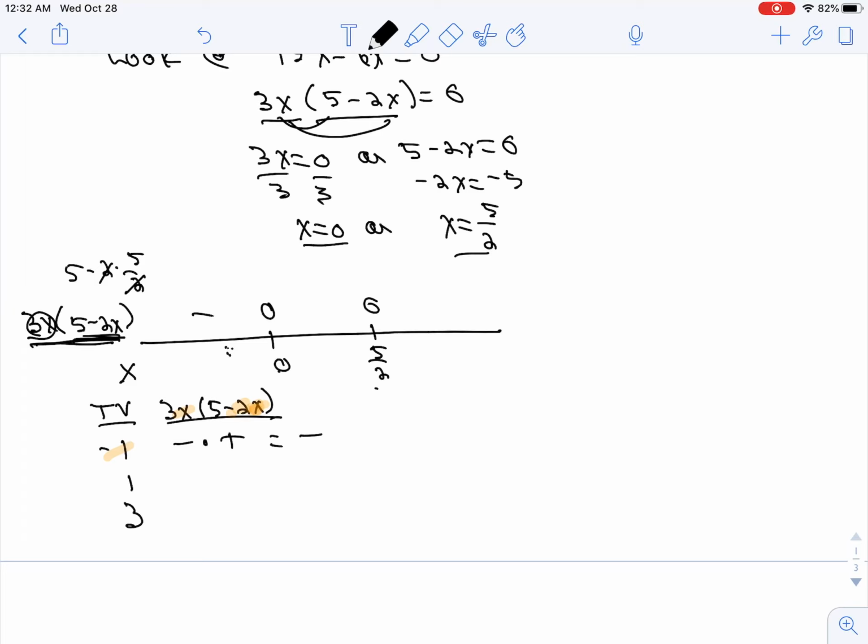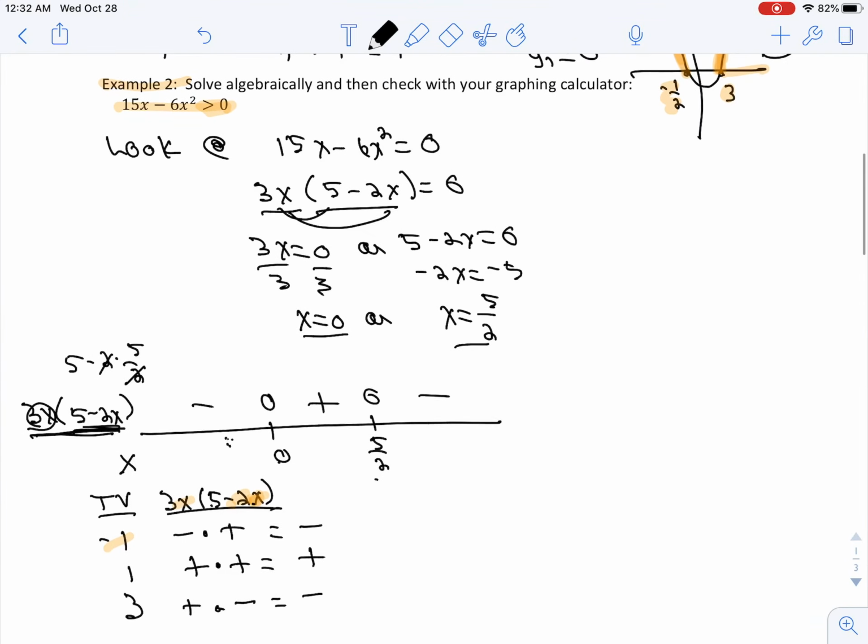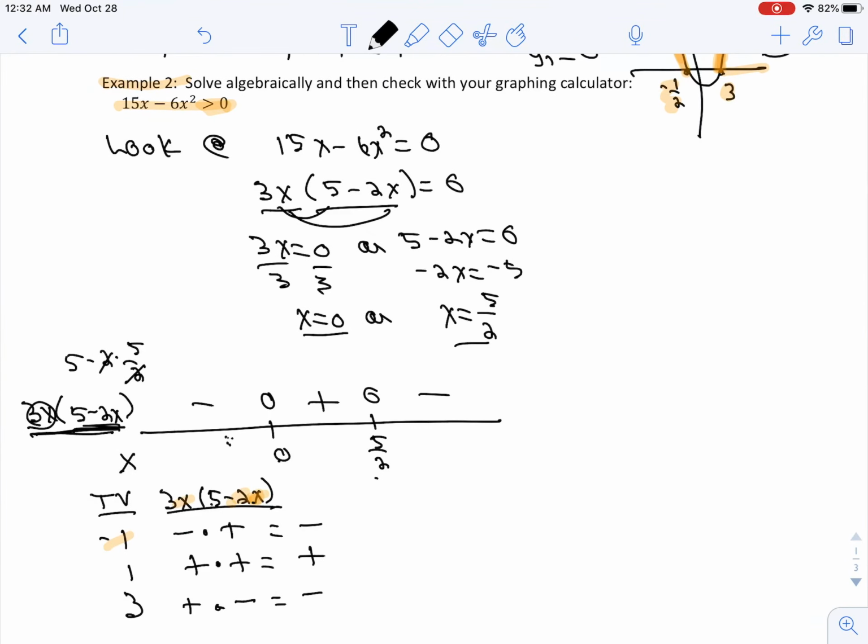When I sub in 1, it's going to be positive times positive. So that's positive. I'll let you check that on your own. So this is positive. When we sub in 3, it's positive times negative, because we get 5 minus 6. So that's going to be negative. So this is negative. In this one, we were looking for where the product of these is greater than 0, and we can see that that is happening in this section.